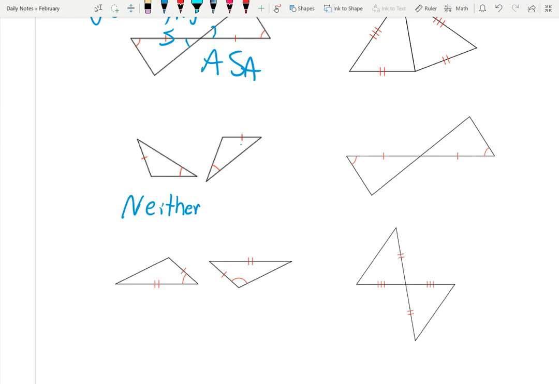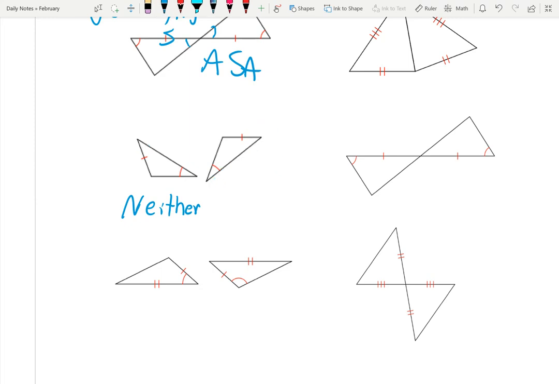Now, if we had, for example, either this angle congruent, that would have been angle, angle, side if we were given that. If we were given the other angle, that also would have been angle, angle, side, because you would read it angle, angle, side, or if you went this way, side, angle, angle.